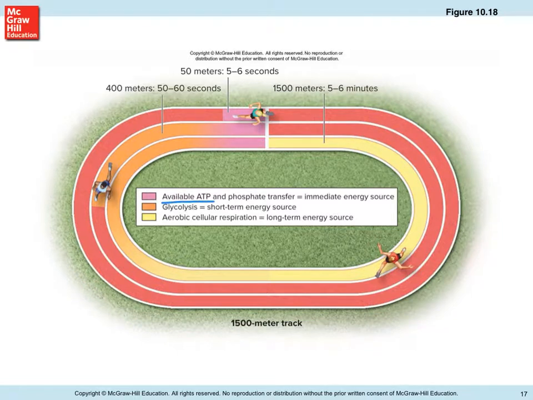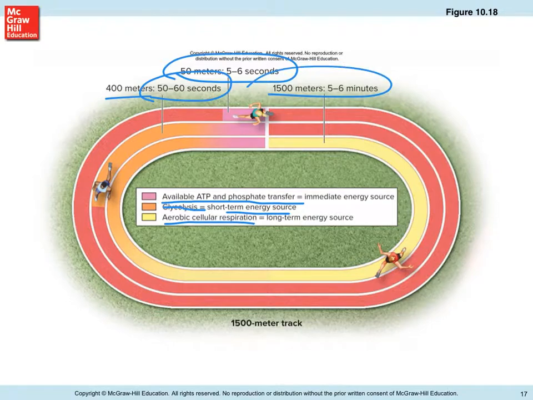So available from the ATP and phosphate transfer, it's about 5 to 6 seconds, maybe 50 meters worth of a run. Glycolysis, you get a little bit longer. It's a short-term energy source, maybe 50, 60 seconds, like a 400 meter. And then if you're doing anything beyond that point, then you need the aerobic cellular respiration, say like the 1500 meter run.